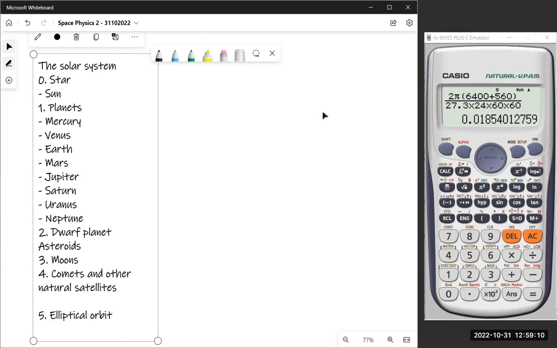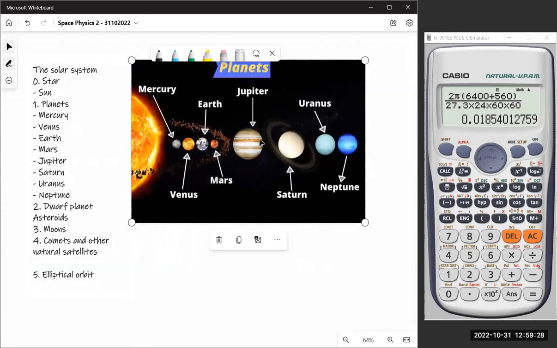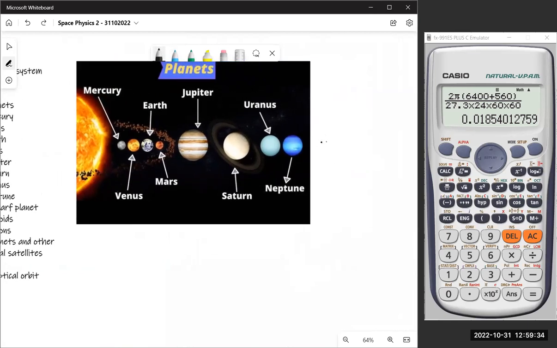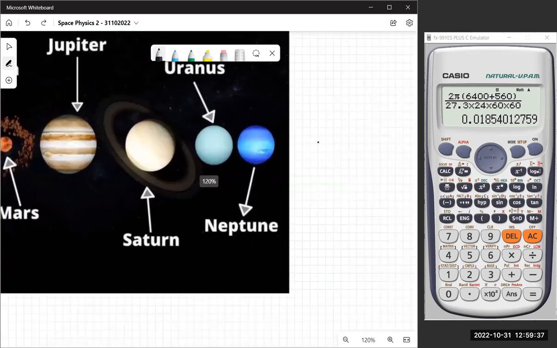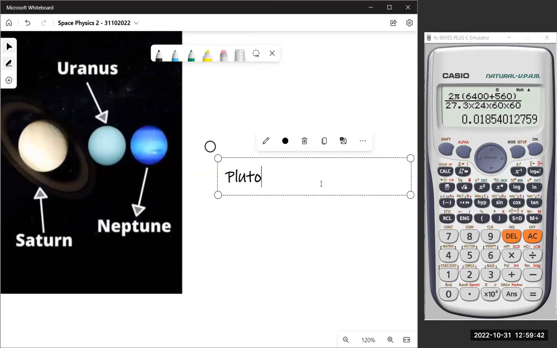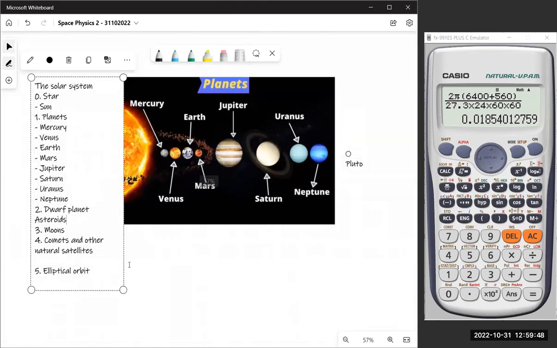Finish writing quickly. Okay, this is what you have. Let's check. Mercury, Venus, Earth, Mars, Jupiter, Saturn, Uranus, and Neptune. Right after this, we also have a much smaller planet like this, which is Pluto. Pluto is very small. Now, dwarf planets. Finish writing only till here.